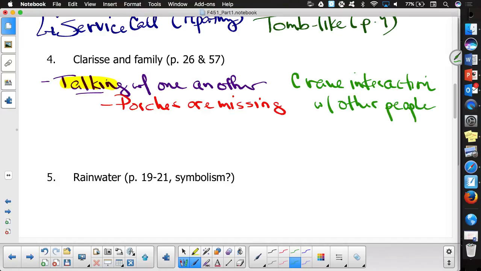Devin, where are they from originally? The family originates from Chicago.